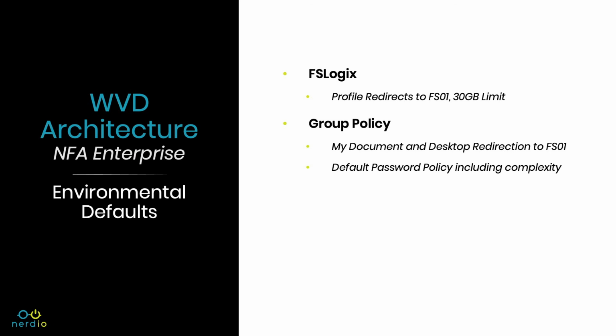Group policy. We configure a few group policies within the environment. We have a My Documents and Desktop redirection that goes to FS01. Again, we keep that redirection separate from the profile. That way, if a recovery is needed on the profile, it doesn't affect documents and desktop items. And then we also have a default password policy already in place, including complexity. And you'll see other things, optimizations for Office. Again, things that you can go in and start to modify. You should be very comfortable using group policy within the environment.